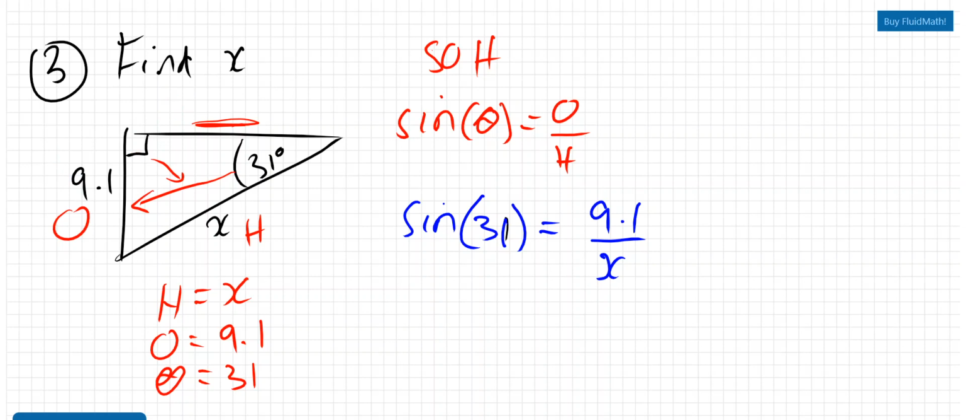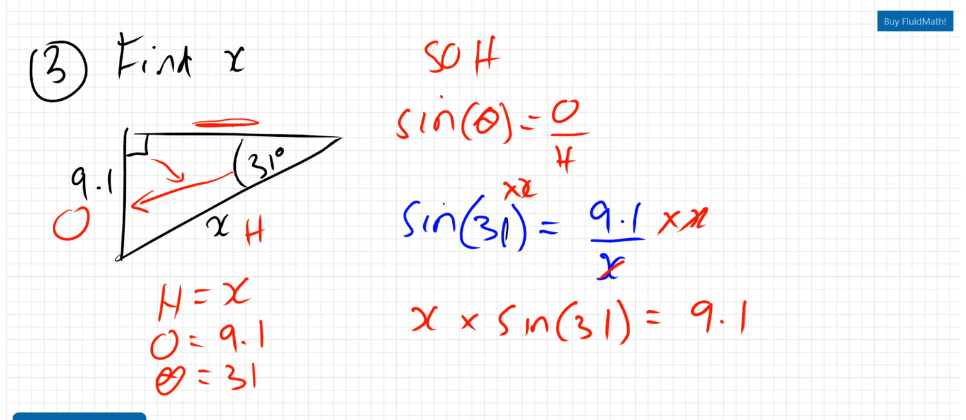Now you can do it a number of ways. For example, I can just go times by X, and that cancels out, and times this side by X, and I end up with X times sine 31 is equal to 9.1. Then I have to divide by, because I've got a multiplication here, I have to do the opposite. So I divide by sine 31. That cancels out. Divide by sine 31.